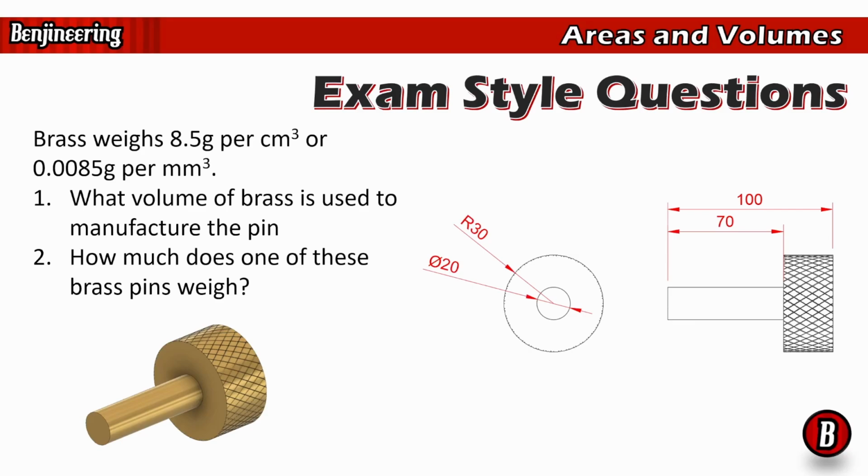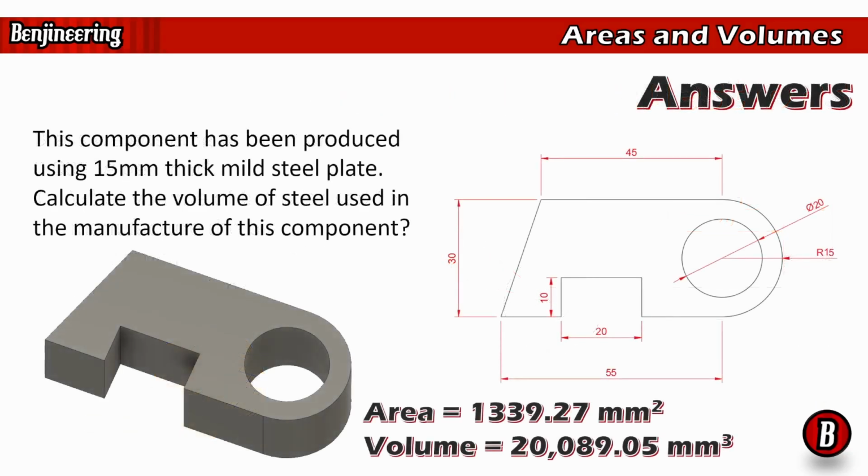We're going to do the big reveal on the answers, and hopefully you've got the same as I've got. So the first example, this component here, 15mm thick mild steel plate. What is the volume? Well, I got an answer of 1,339.27 millimeters squared for the area. And for the volume, I got 20,089.05 millimeters cubed. All right. Hopefully you've got the same as me. If you have, great. You get it. You can probably tap through to the next example.